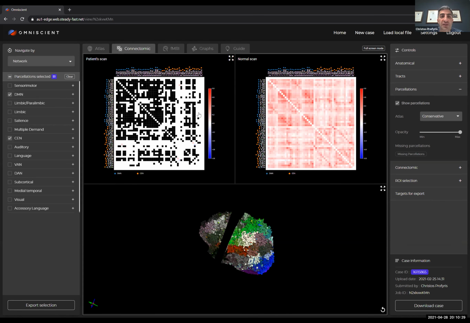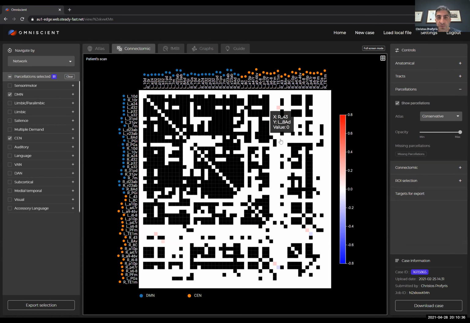And what we're looking at here on the top left is called an anomaly detector. And I'm going to open it up so we can see it a bit better. What we've selected of all the 360 parcellations, because he's got a mood disorder, the best place to start is analyzing his default mode network and his central executive network. So we've got 27 parcellations in the default mode network and 24 in the central executive network. And we are comparing the connectivity of these parcellations to each other.